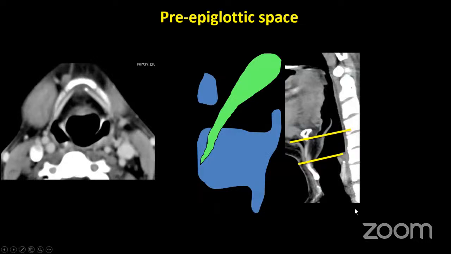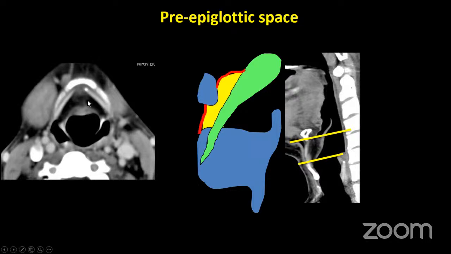I did mention the preepiglottic space, and this space is best seen on the sagittal reformats. Why is this space important? Because involvement of this preepiglottic space can guard prognosis if the patient is treated with chemoradiotherapy. So the structures over here are the hyoid bone and the thyroid cartilage. This is the thyrohyoid membrane anteriorly, and this is the hyoepiglottic ligament. Now, the space between the thyrohyoid membrane and the hyoepiglottic ligament is a fat-containing space, that is the preepiglottic space.